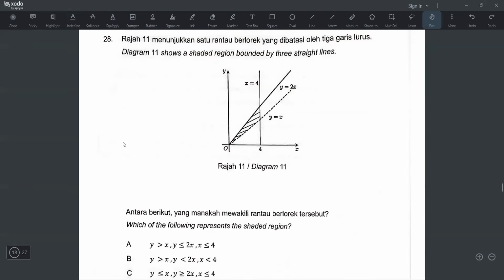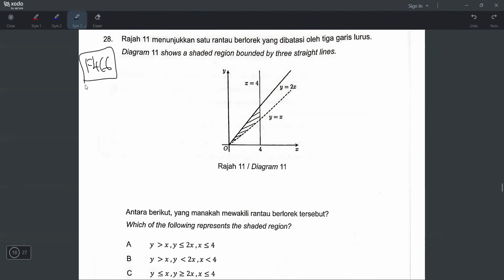Number 28. Okay, just look at the diagram. I know this is from Form 4 chapter 6, called linear inequalities in one variable. Actually, in Form 4, you learn two variables. Diagram 11 shows a shaded region bounded by 3 straight lines.